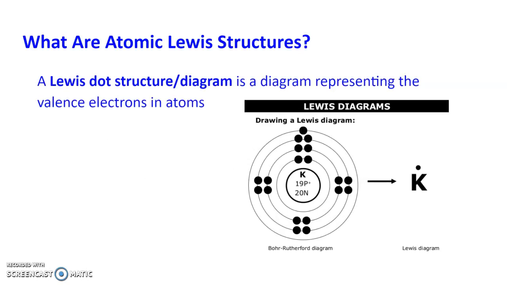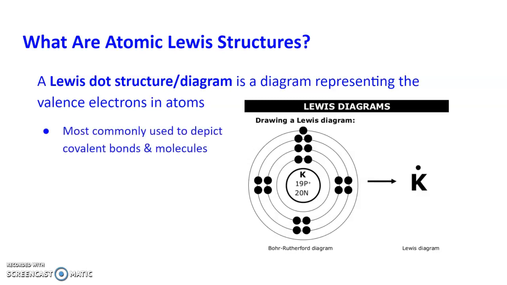So the first question we want to answer is, what are atomic Lewis structures? A Lewis dot structure is a diagram representing the valence electrons in atoms. Valence electrons are the part of the atom that does the chemistry, so it does all the interesting stuff that we care about. So instead of drawing out a full Bohr model, we just skip it and we just write the atomic symbol and draw a dot to represent the valence electron. It's way faster, it requires less counting, and it ends up being pretty elegant. So that's kind of nice.